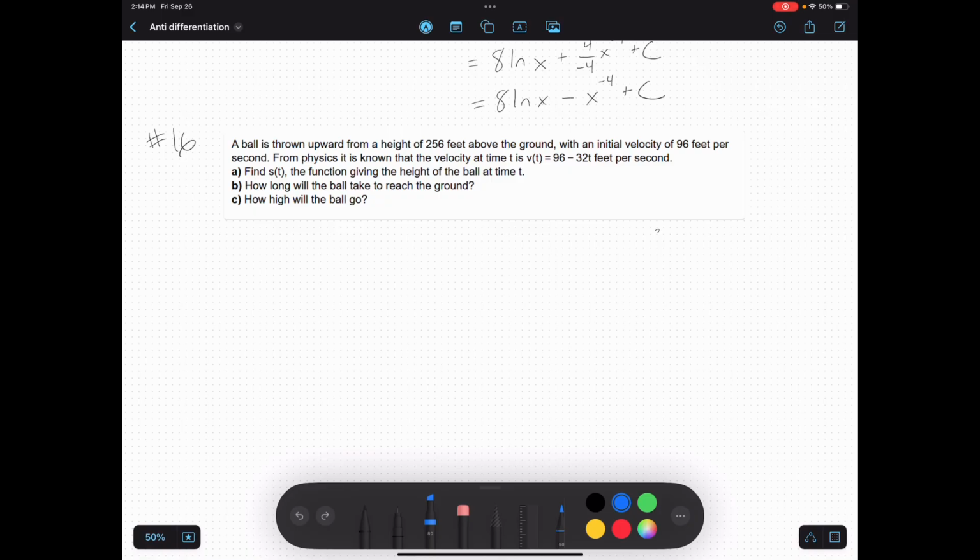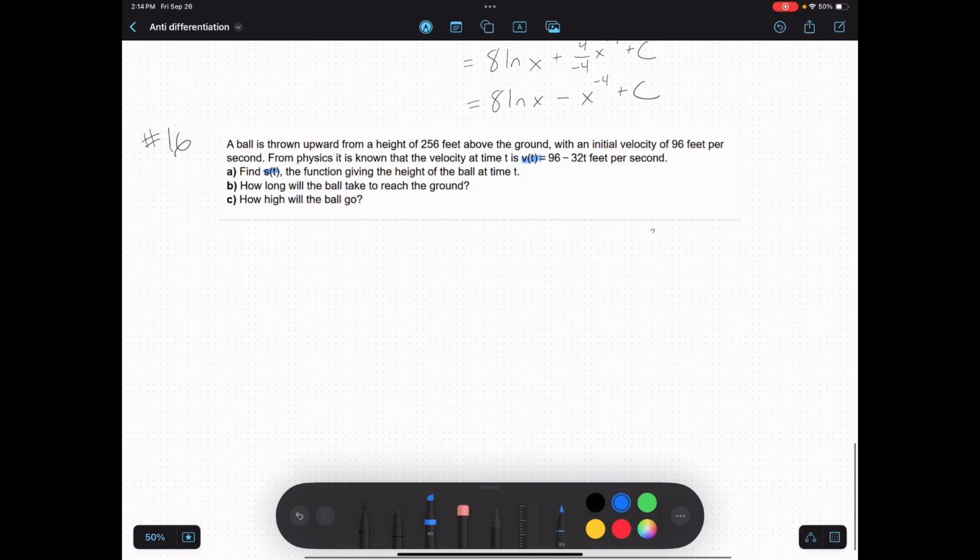The last example we're going to look at from the homework is number 16, and this is our applied problem. We've got a ball being thrown upwards, and so we're going to be dealing with position, velocity, those kind of things. But now we're going to be looking at it through the lens of antiderivatives. So you'll notice what's given to us. What's given to us is the velocity function, 96 minus 32t. And the first thing it asked me to do is, let's find the position function.